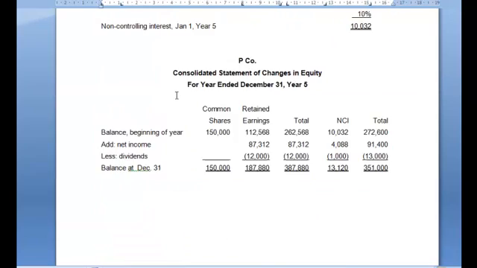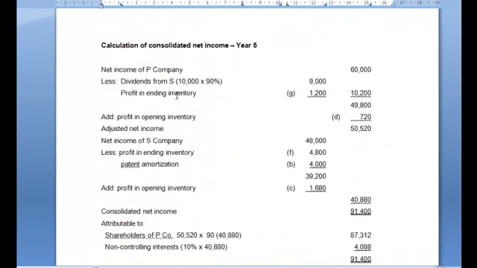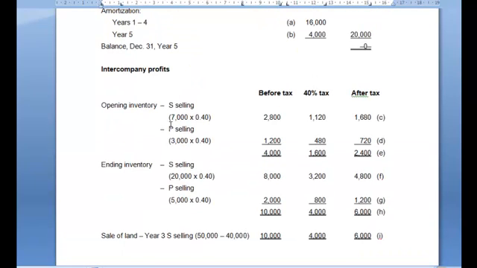So if you need to refresh your memory on that, go back to where you did your intercompany profit analysis way back here. Ending inventory, parent selling, right? The sub had 5,000 of that inventory that it bought from the parent that was packing 40% profit. So before tax profit was 2,000, after tax was 1,200. That profit after tax was booked by the seller in year 5.